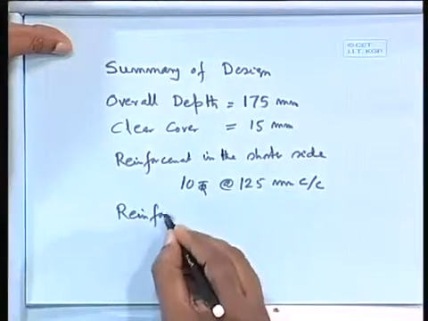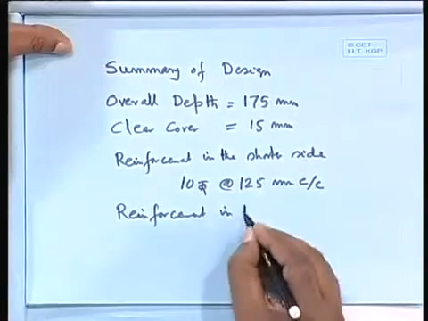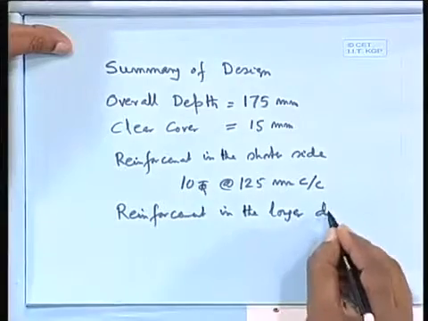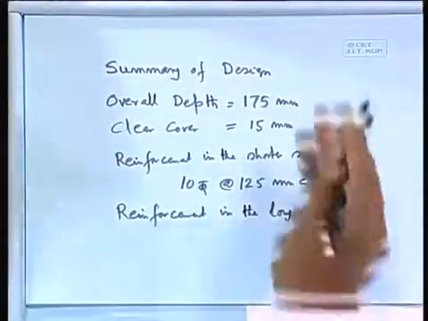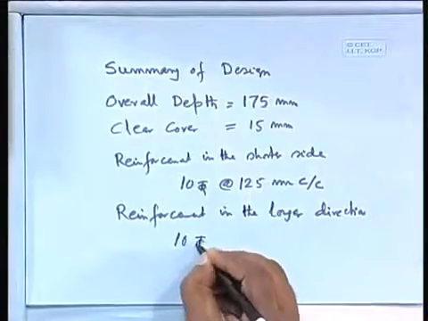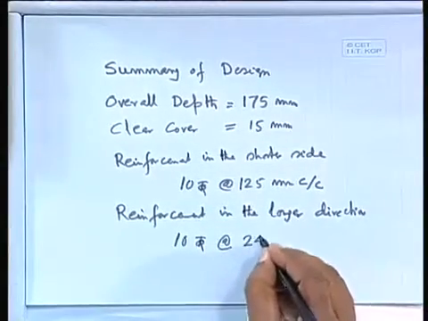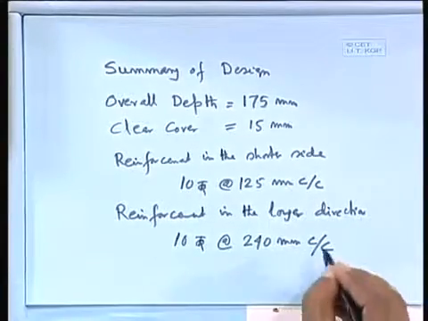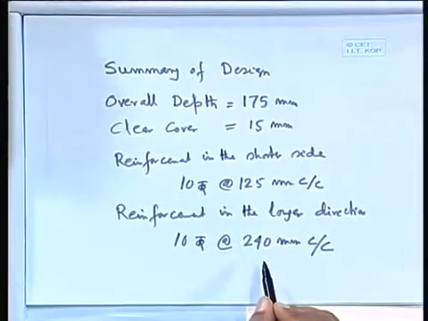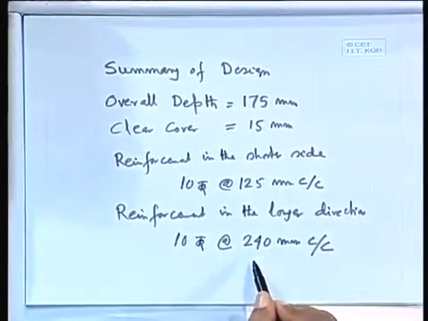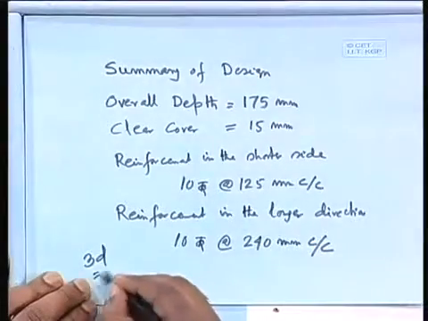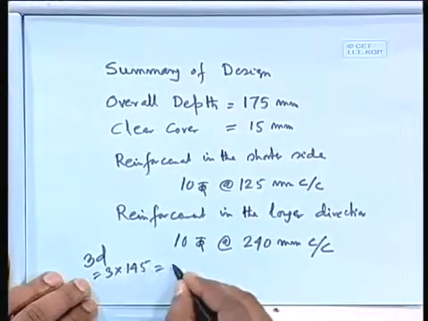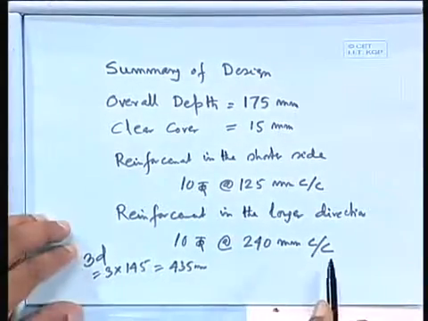Reinforcement in the longer direction, so that we are getting here 10 torr at the rate of 240 millimeter center to center. Let us find out 3D, 3 times D. 3D means how much we shall get? 3 times 145, which comes as 435 millimeter, or 300 millimeter, whichever is smaller.